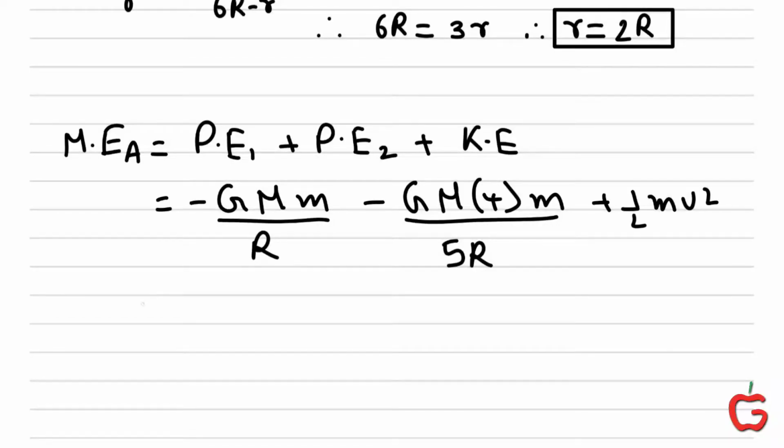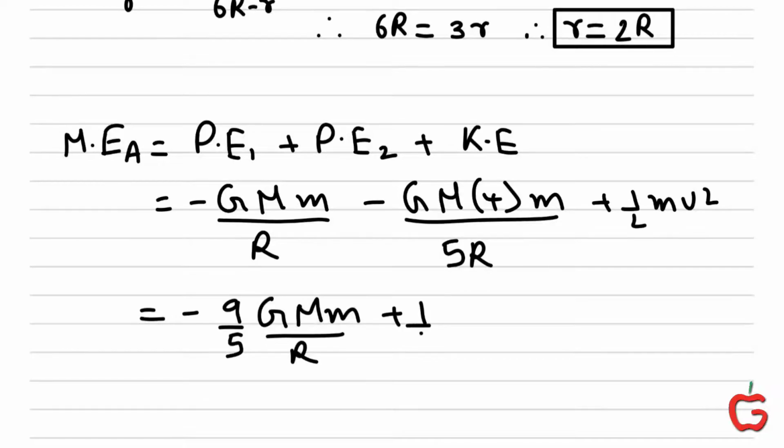We can add these things. So this gives us minus G m m by 4r, so 4 by 5, so this gives us 9 by 5. So minus 9 by 5 G m m by r plus half m v square.